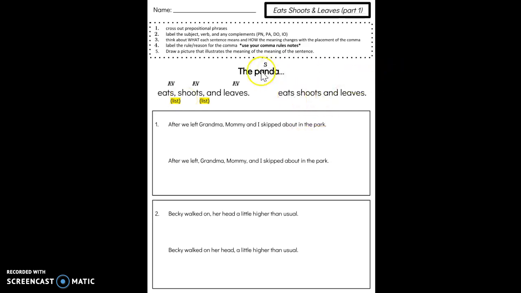Now looking at this sentence, it's still a panda. The panda does what? It eats. I see no commas here, so now my next question is to ask whom or what. The panda eats what? The panda eats shoots. Got a conjunction here with no comma, so that means he must either do something else or eat something else, and he eats leaves. Now I want to draw a picture.